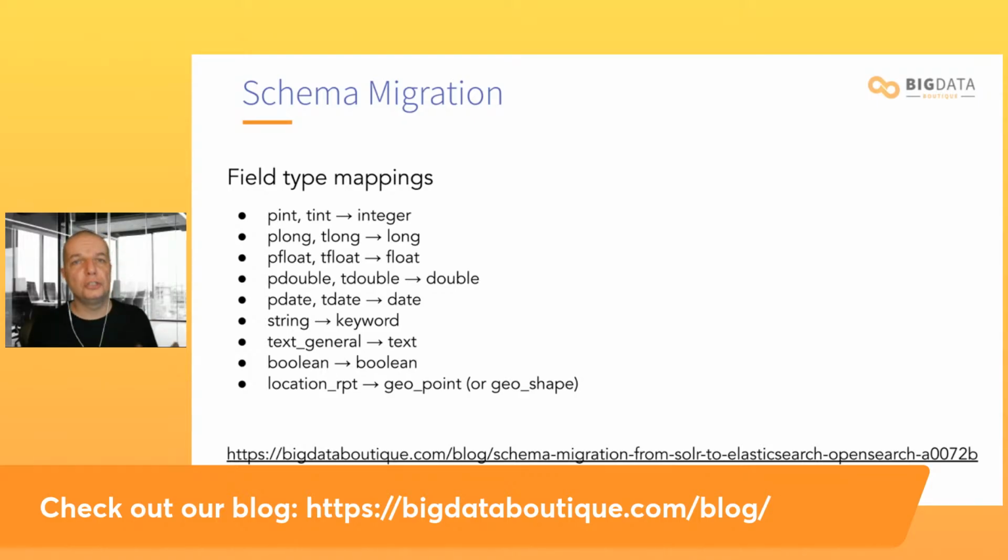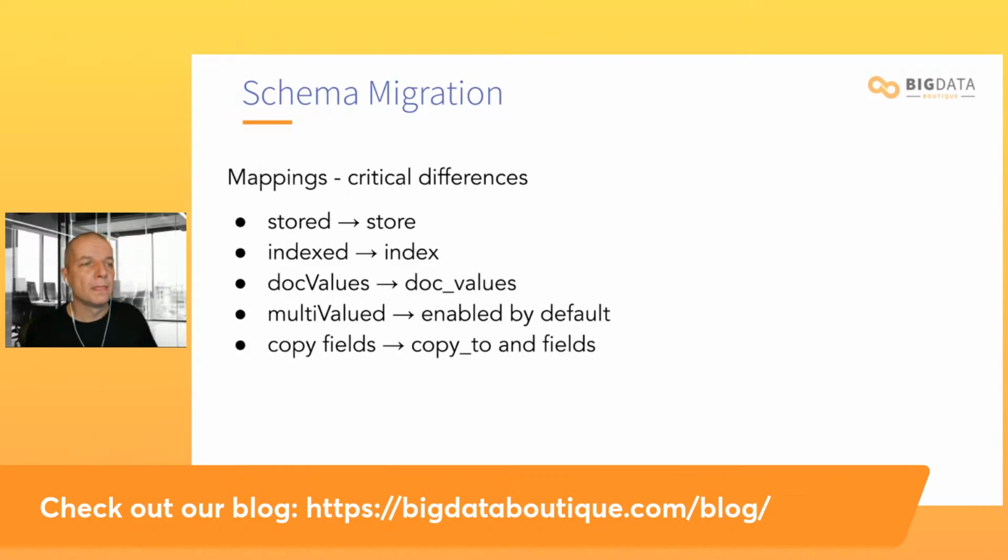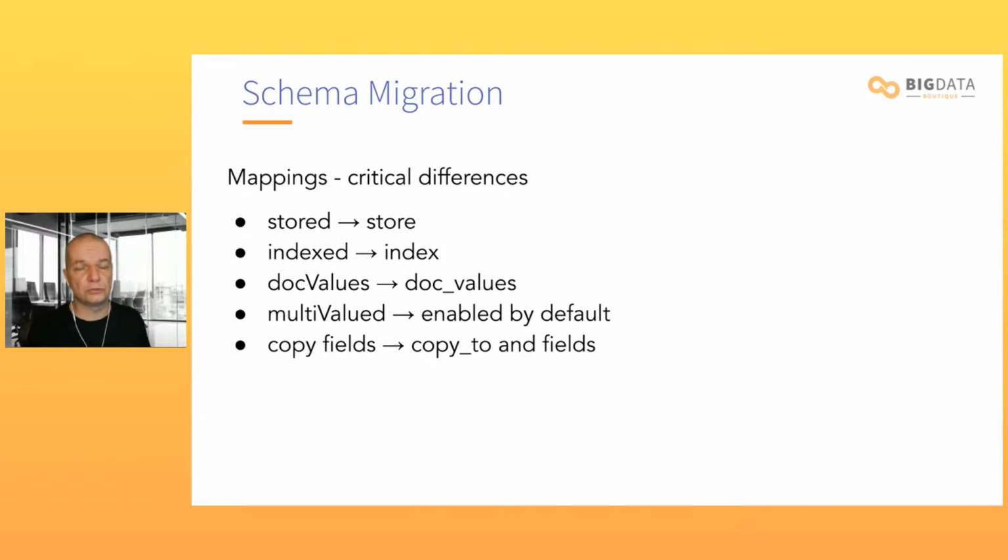In general, you will need not only to migrate, just take the schema and translate it directly, but as you can see, there are changes that need to be done when it comes to, for example, field type mapping. So things like pint or tint need to be translated into integer and so on and so forth. There are changes. I think only Boolean is called the same. The others are not. You will also need to think about and shift your mindset a bit when it comes to the configuration itself. Stored and indexed are not the same.